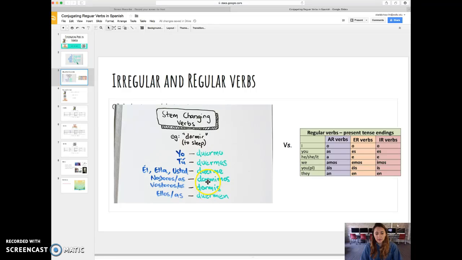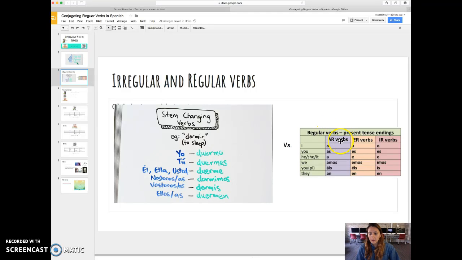As you can see, these two do not have the stem change. The O does not change to the UE compared to other forms. So that is where it can be tricky. Regular verbs, however, follow a more consistent pattern.